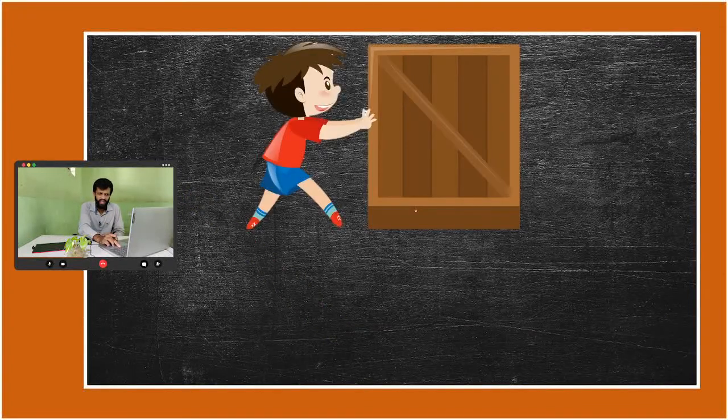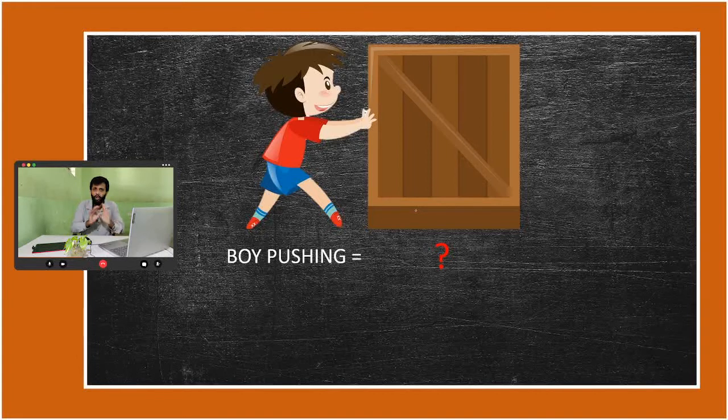Now, there's a small boy who's trying to move this box. The boy is trying to push it and he's not able to move it. He's putting in full energy, full josh, and he's not able to move it. So what is happening here? The force that the boy is applying.